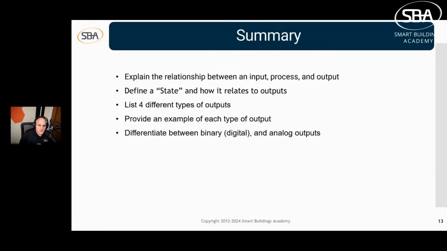Okay. So we talked about inputs and outputs. I learned how to share a PowerPoint on a live stream again, which was awesome. I apologize for not sharing it initially. We defined a state. We talked about how it relates to outputs. We listed the 4 different types of outputs, provided an example of each, and we talked about the difference between digital and analog outputs. I'll hang around here, see if you got any questions, any thoughts.